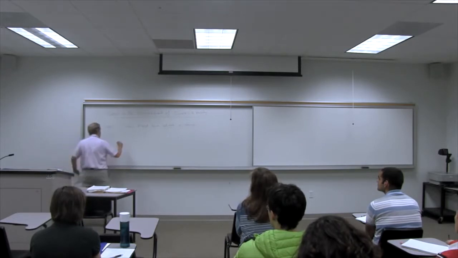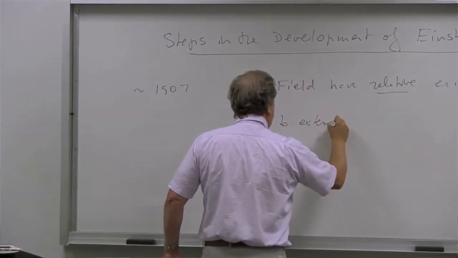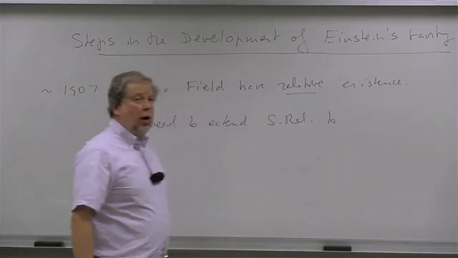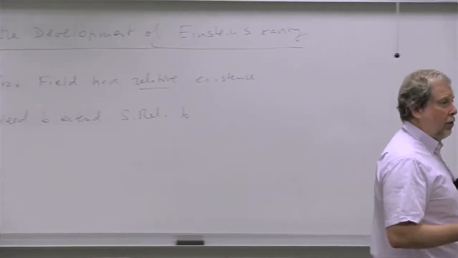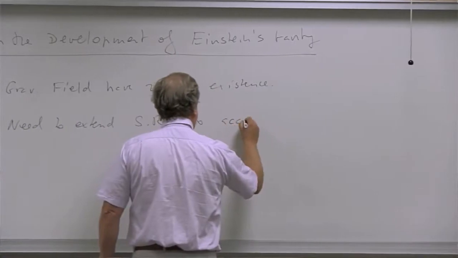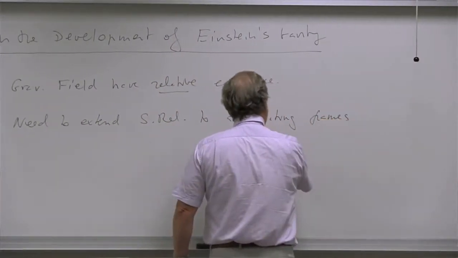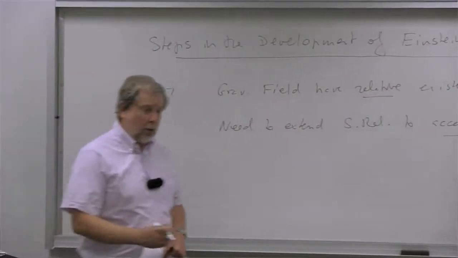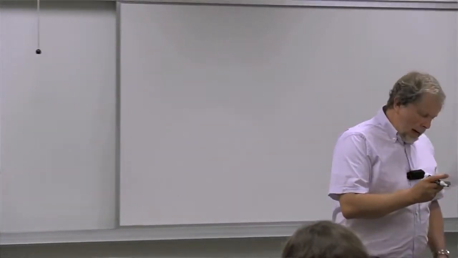So there is a need to extend special relativity to frames which are not inertial, that are not related to each other by just a Lorentz transformation, a Lorentz boost. And so to accelerating frames, right? So there is a need to take acceleration into account, the simplest, of course, case being a body that falls on the surface of the Earth.